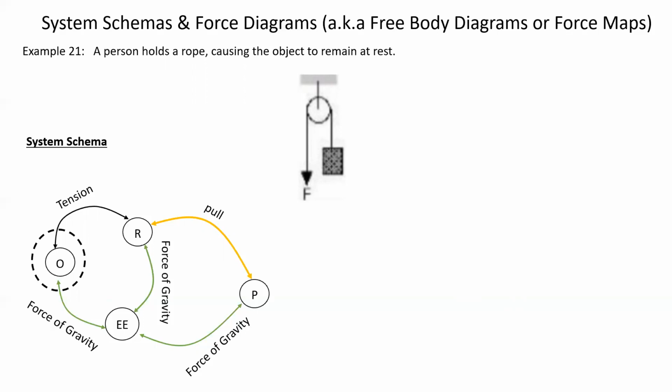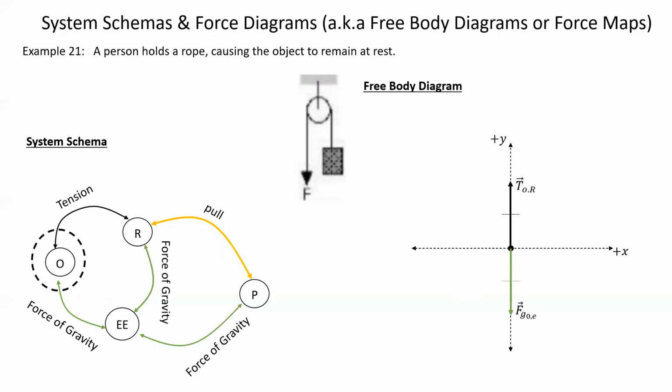So there's only two forces acting on the system. There would be a tension force up, balanced by the gravitational force down, because it's remaining at rest. In this situation, the net force is zero, therefore it's in equilibrium.